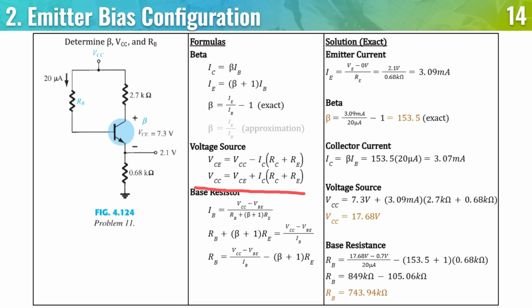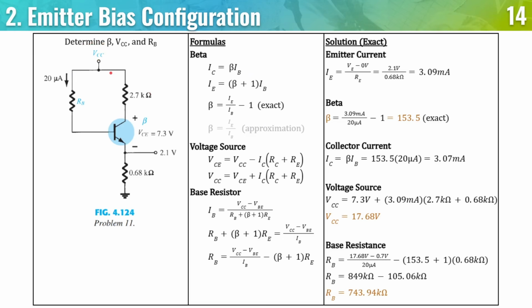So now we are at this part of the solution. VCC is equal to 7.3 volts plus 3.09 milliamps times (2.7 kilo ohms plus 0.68 kilo ohms). So that is how we get the voltage source of 17.68 volts.